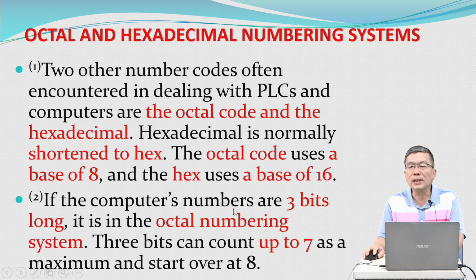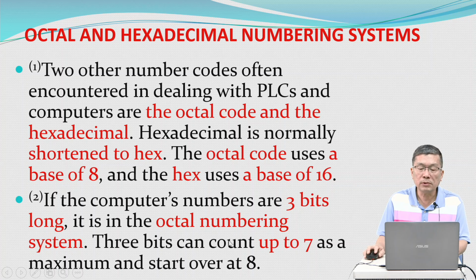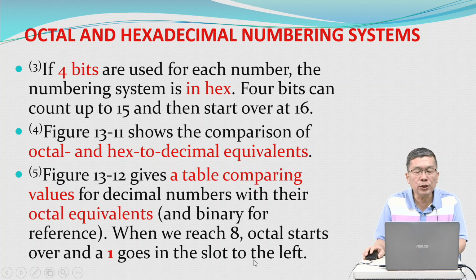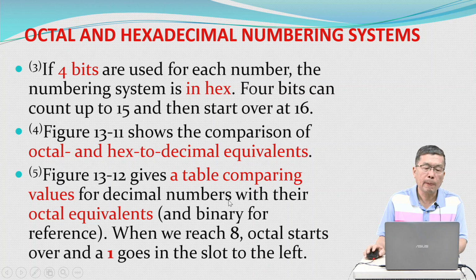If the computer's numbers are 3 bits long, it is in the octal numbering system. 3 bits can count up to 7 as the maximum and start over at 8. If 4 bits are used for each number, the numbering system is in hex. 4 bits can count up to 15 and then start over at 16.